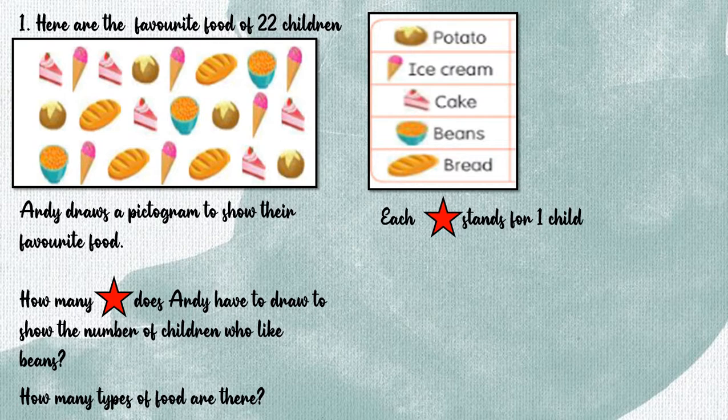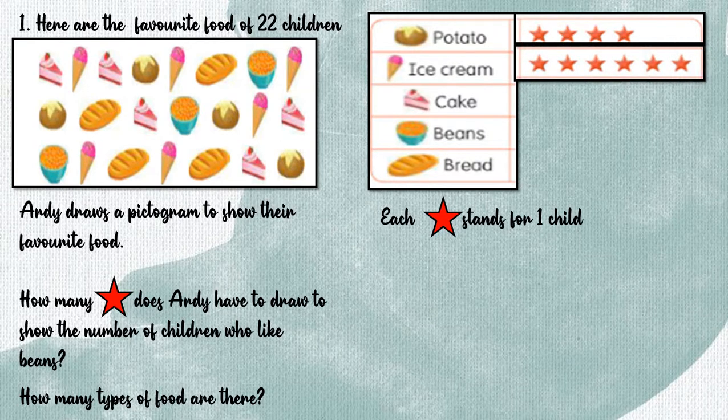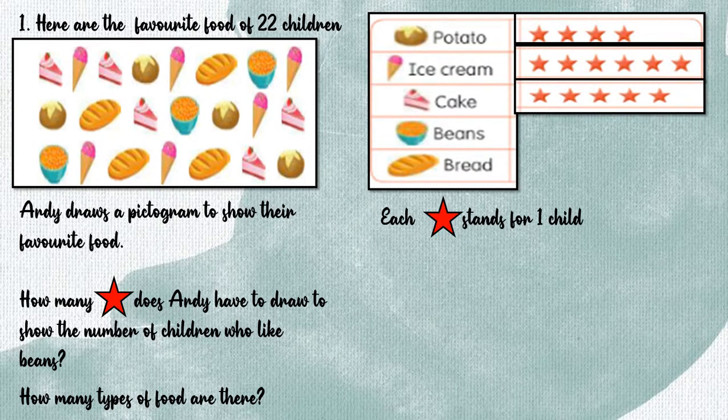How many children likes potato? Let's count. How many? Good job. There are four children who likes potato. How about ice cream? How many children likes ice cream? Good job. There are six children likes ice cream. And the next food is cake. How many children likes cake? Good job. There are five children.